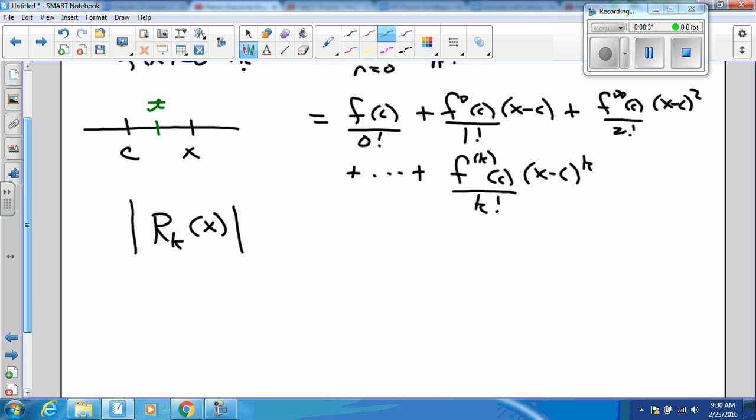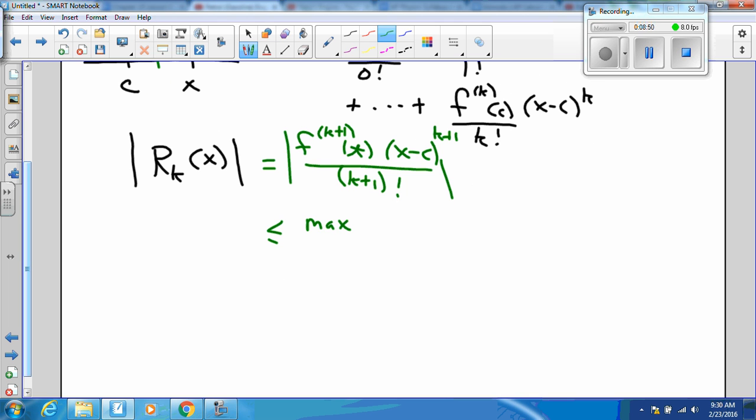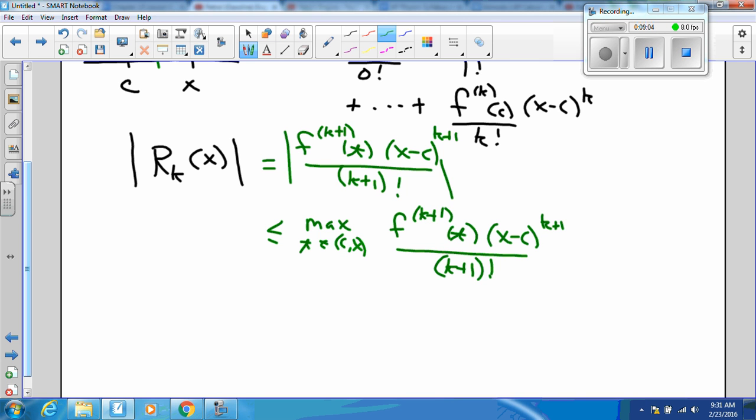We don't know where t is. And so because we don't know where t is, what we're going to have to do is use a worst case assumption. And that worst case assumption is that the remainder can be no worse than the maximum possible value for t between c and x of the (k+1)th derivative at t times (x minus c) to the k plus 1 over (k plus 1) factorial. And this was the Lagrange form of the remainder, or the Lagrange mean.